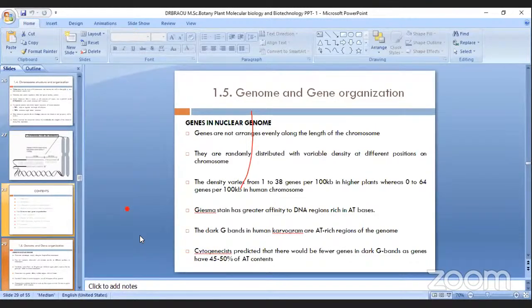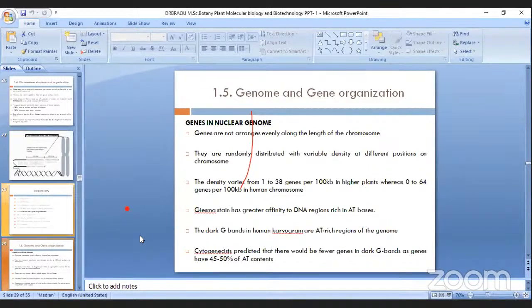This density varies from 1 to 38 genes per 100 kb length of DNA in higher plants, whereas in the human chromosome you find 0 to 64 genes per 100 kb length.